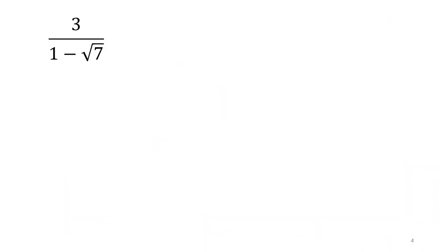So what happens if you're given a question where the denominator is a combination of a real number and a surd? It's not just a surd alone, but a combination. If you're just going to multiply with the square root 7 at the numerator and also at the denominator, let's see what happens.